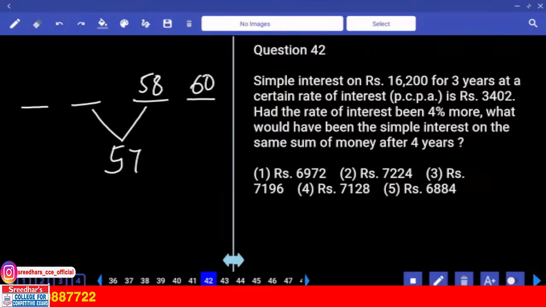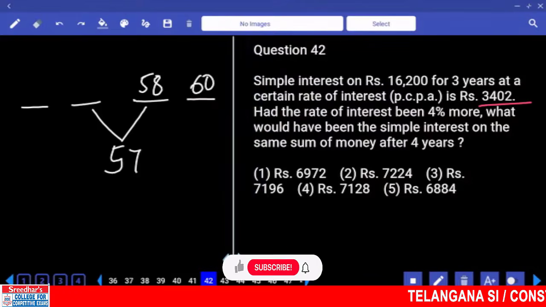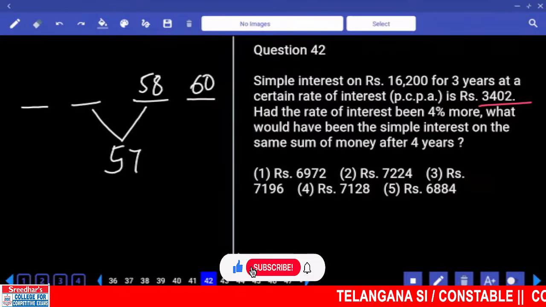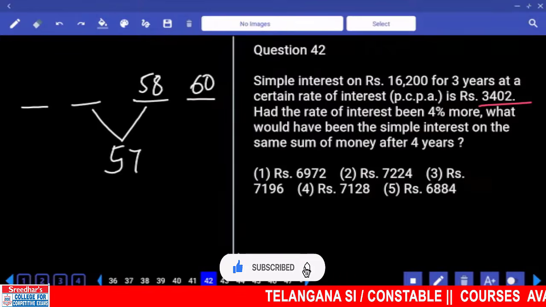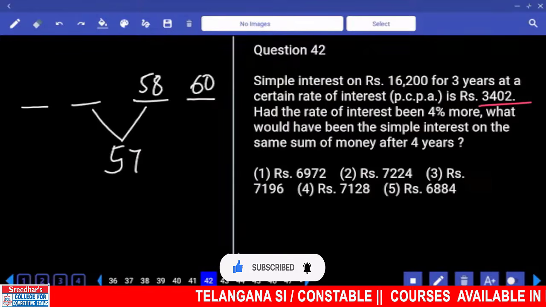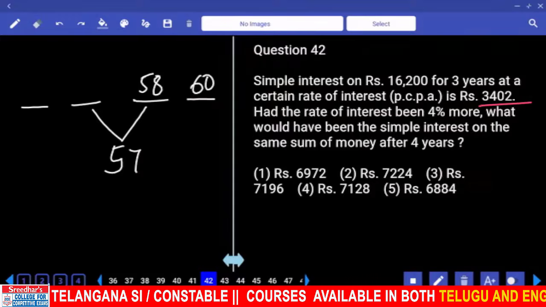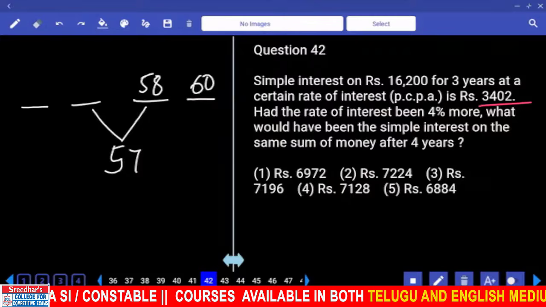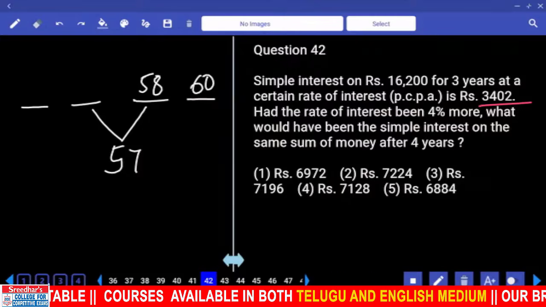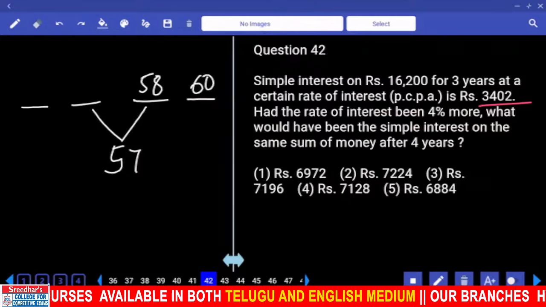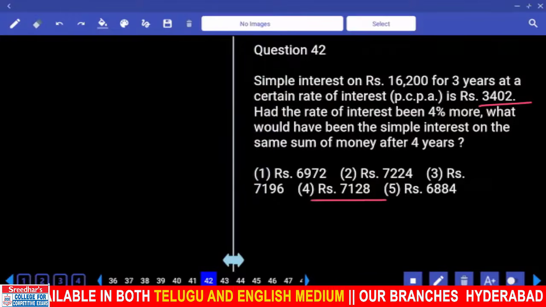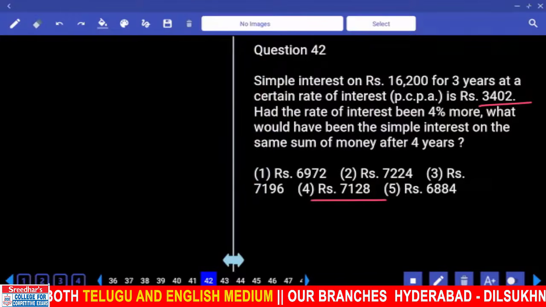Simple interest on 16,200 for 3 years at a certain rate of interest is 3402. Had the rate of interest been 4% more, what would have been the simple interest on the same sum of money after 4 years? After how many years? 4 years. There is only one. Final answer, I'll tell you.